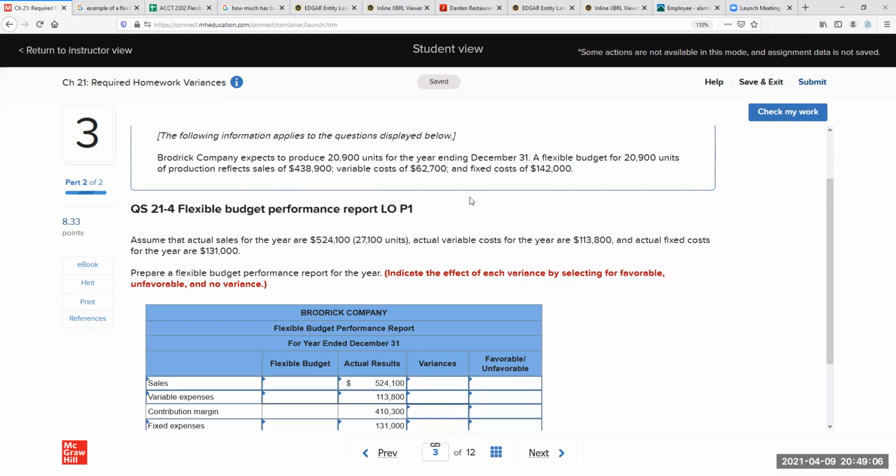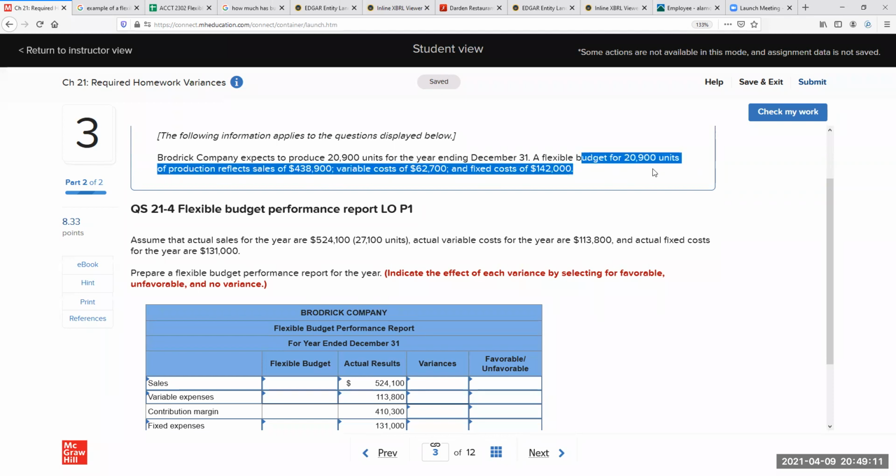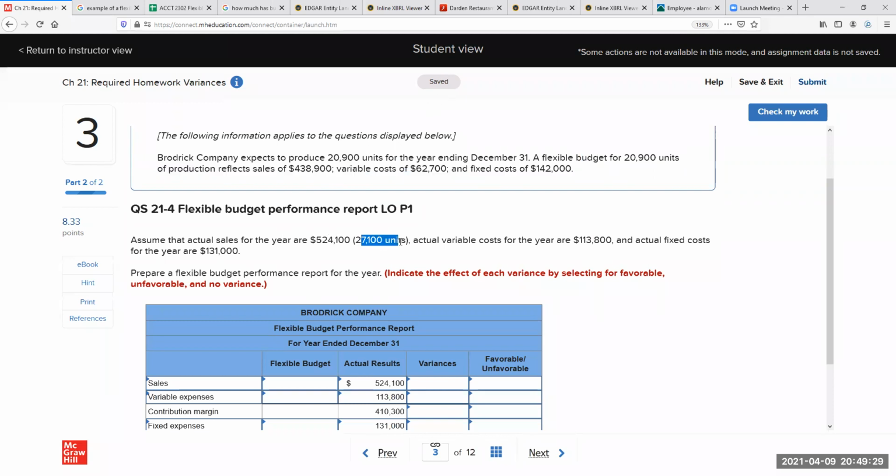Let's go see what that is. If 20,000 is going to produce sales of 438,900, so 438,900 divided by 20,900 means they're selling for $21 times the actual units sold down here, times 27.1, means they should have sold for 569,100. So the sales should be 569.